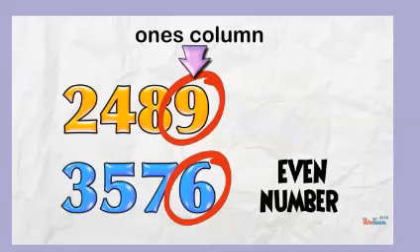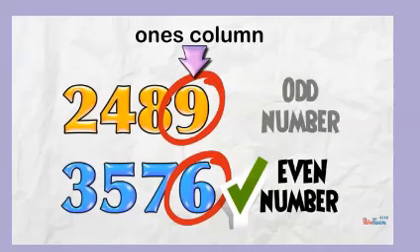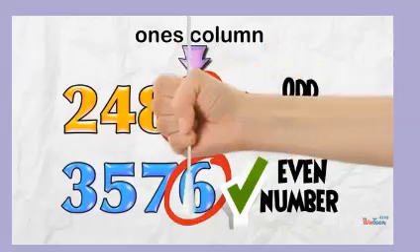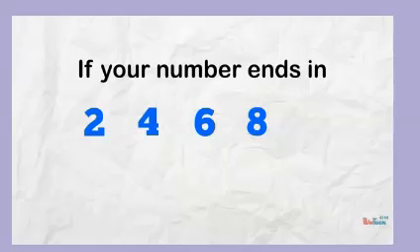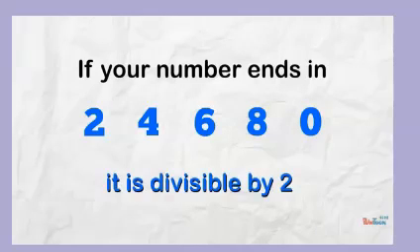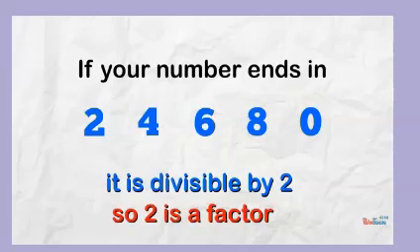If you have an even number, then it is divisible by 2. Odd numbers are not. So if your number ends in 2, 4, 6, 8 or 0, you know just from a glance it is divisible by 2. And if a number is divisible by 2, then 2 is a factor.